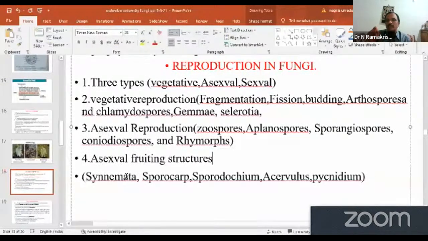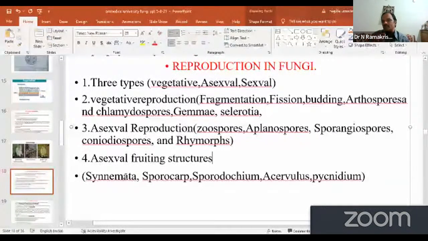The next one is sporangiospores: some fungi produce spores inside a sporangium, and we call those sporangiospores. And another one is conidiophores. All together, we call these asexual reproduction systems. These are all the structures, and the second one is sporocarp and sporidium, as well as pycnidium. They are all asexual reproduction structures. So this is the reproduction system of fungi.